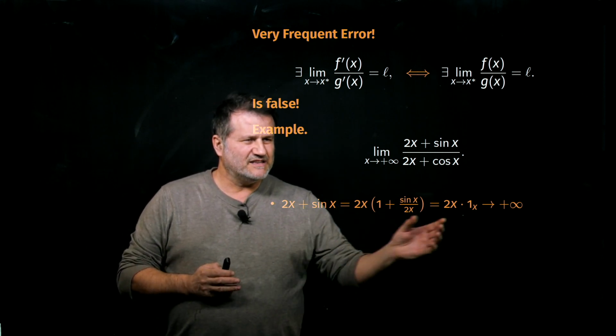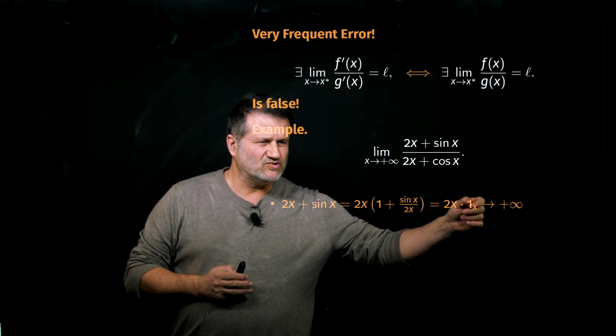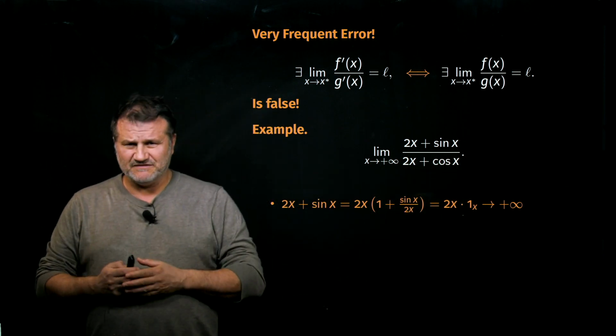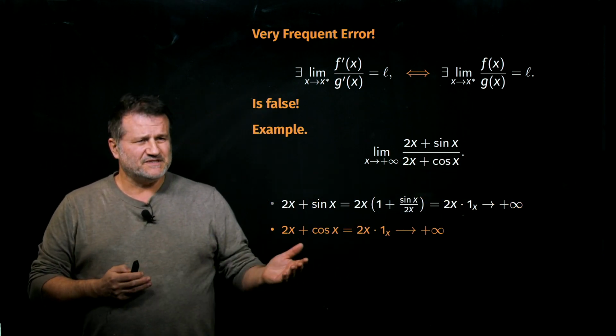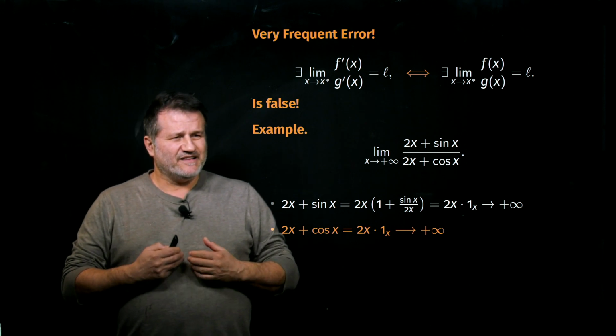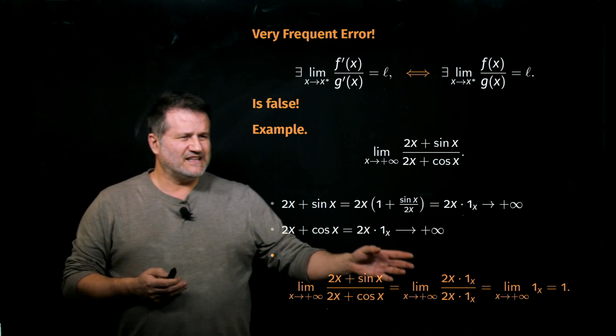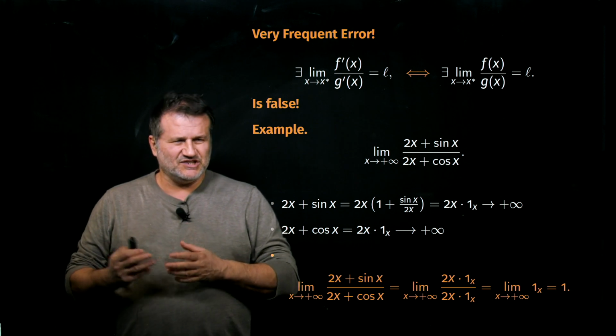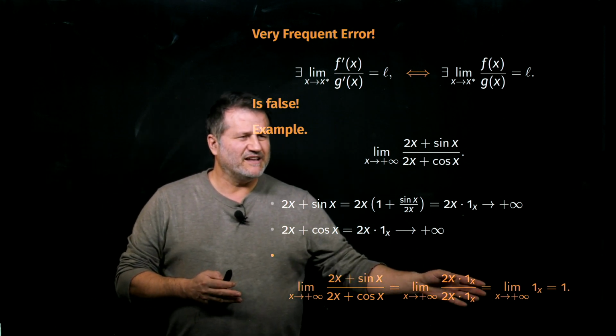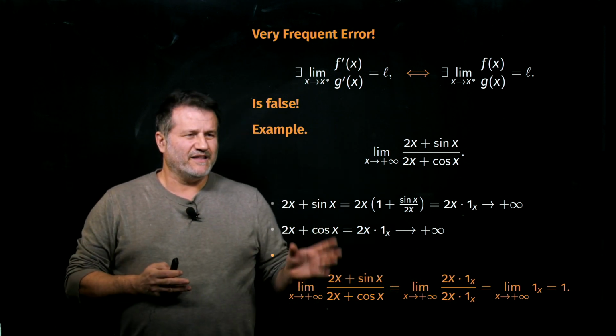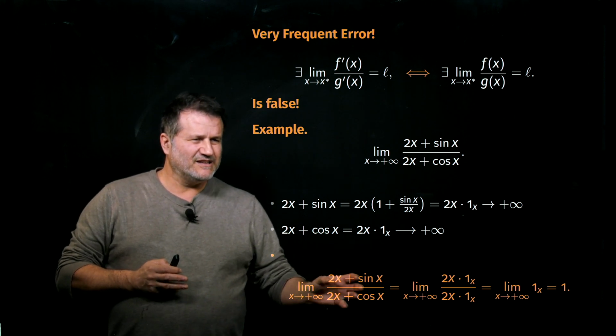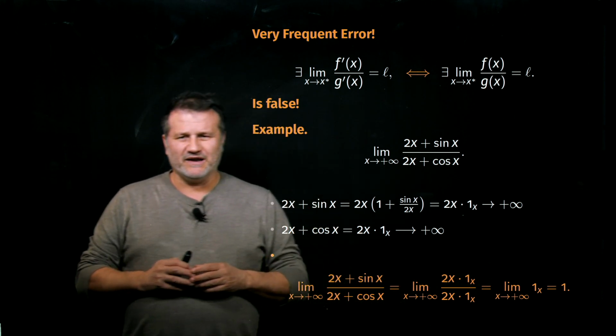Therefore, these parentheses can be assimilated to a quantity that just goes to 1. So we have that this is 2x times something that goes to 1, and therefore it will go to plus infinity. The same happens for the denominator, and when we do the ratio, we see that these 2x factors just simplify, and we remain with the limit of a quantity that goes to 1. So we can conclude that this limit exists and it is equal to 1.